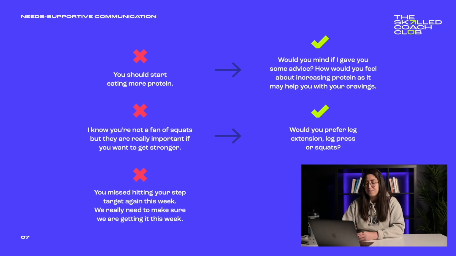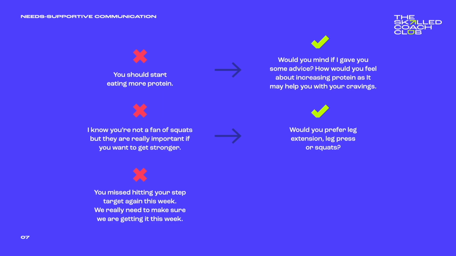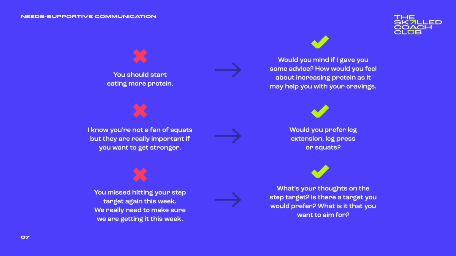The final example we have for autonomy is, you missed hitting your step target again this week. We really need to make sure we're getting at it this week. Okay, I'm sure we've all said that, but something that might be a bit more autonomy supportive would be, what are your thoughts on your step target? Is there a target you'd prefer, or what is it that you want to aim for? Okay, so that's that idea of bringing in their preference and taking in our clients' considerations when we're working with them.